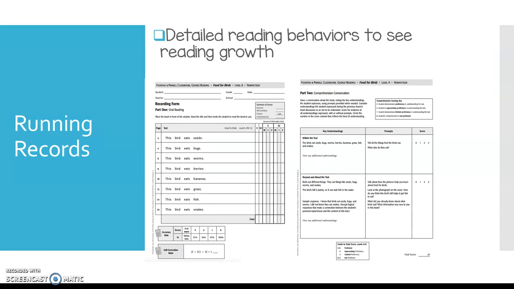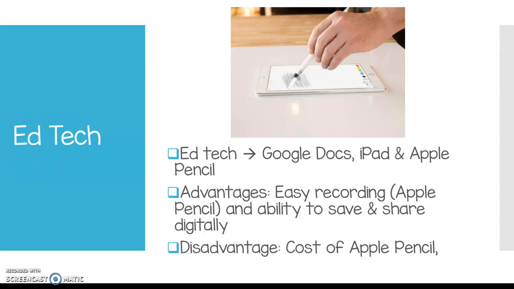Another example of an informal assessment would be running records, and as well, this works hand in hand with those checklists because it's a detailed reading behavior and it allows you to see reading growth. So you are still, in a sense, completing a checklist, but more of in a running record way. Our school uses Fountas and Pinnell, and as you can see on the screen, this is an example of a running record for Fountas and Pinnell. It's a level A, and as you can see, it goes through fluency, accuracy, comprehension, and extending thinking.